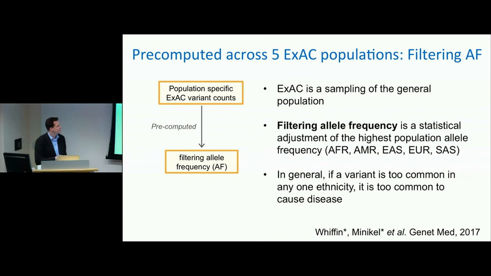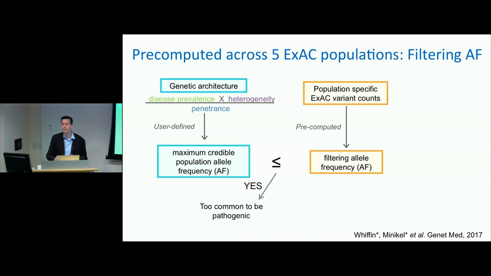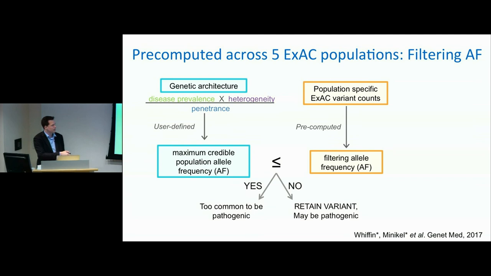Okay, so we can now calculate the maximum credible population allele frequency, and then we can compare that against the filtering allele frequency for any particular variant that we identify as a candidate within our patient. If the filtering allele frequency of that particular candidate variant is higher than the maximum credible population allele frequency, then we can say that variant is too common to be pathogenic and rule it out from being considered in our downstream analyses. And if in fact the opposite is true, if this variant has a lower frequency than the credible AF, then we can retain that variant and it may be pathogenic. Of course, this doesn't tell us that it is pathogenic. It just tells us that it falls within a frequency range which is consistent with that actually being a disease-causing mutation.